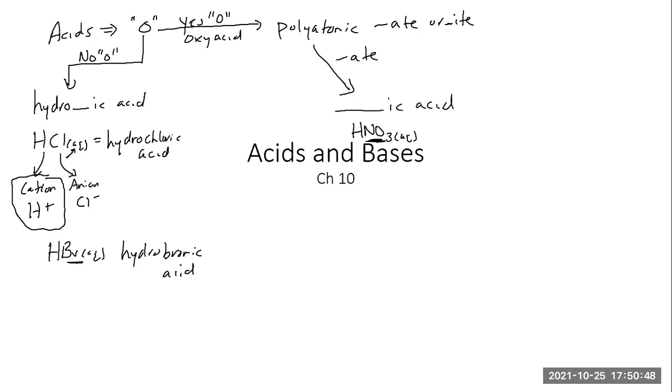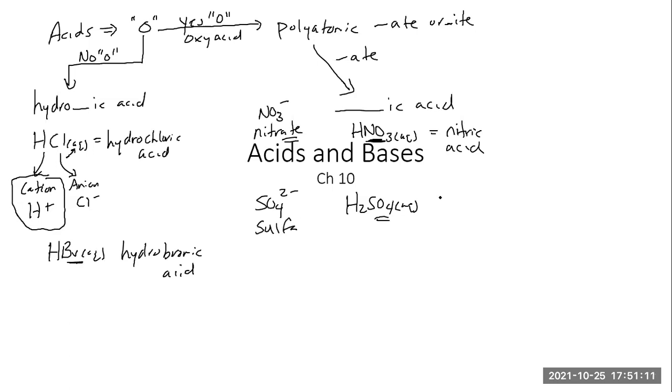NO3 has oxygen. NO3 is NO3 minus, which is nitrate, which means this acid name would be nitric acid. Just like if you had H2SO4, SO4 here is really SO4 2 minus, which is sulfate, which means this becomes sulfuric acid.